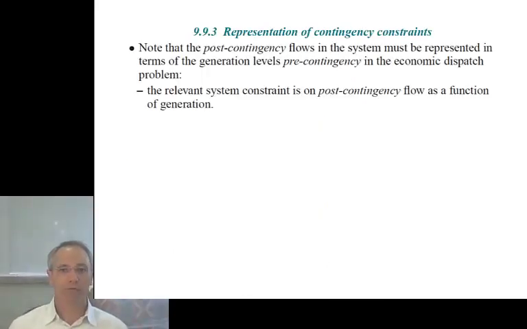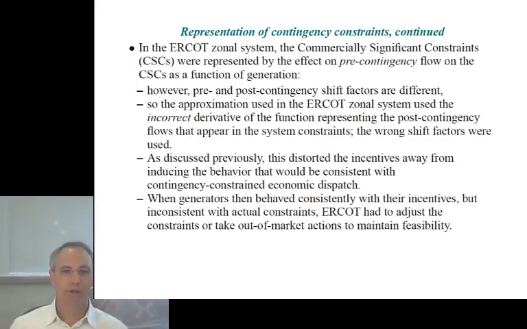So the post-contingency flows in the system must be represented in terms of the generation levels pre-contingency in order to represent contingency constraints. So the relevant system constraint is on post-contingency flows. Interestingly, in the ERCOT zonal system, the commercially significant constraints were represented by their effect on pre-contingency flows on the CSCs as a function of generation.